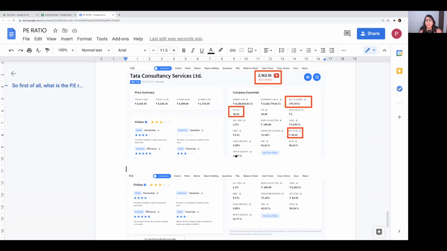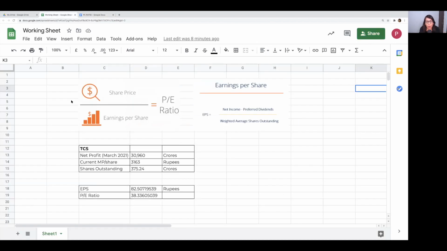Let's start. So now we are going to do all the calculations on Excel and we are going to calculate PE ratio. For example, we are going to pick up Tata Consultancy Services for this video and we are going to calculate the PE ratio and the EPS of TCS. But first, let's take a look at the formulas again. So PE ratio, the formula is share price divided by earnings per share. Now we know what is share price. It is the current market price per share.